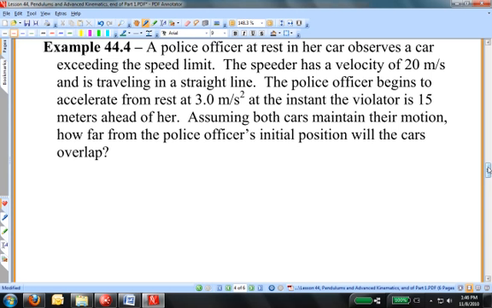As is so often the case in problems like these, a good diagram is going to go a long way.